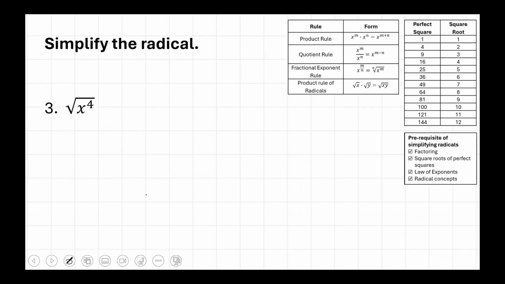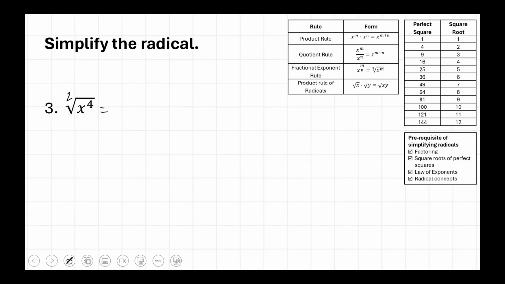Now for question number 3. Here we have a variable that is x raised to 4, and we need to get the square root of it. As you have noticed, there is no index on this radical. So the number that we have here is 2. That's why it's called square root.